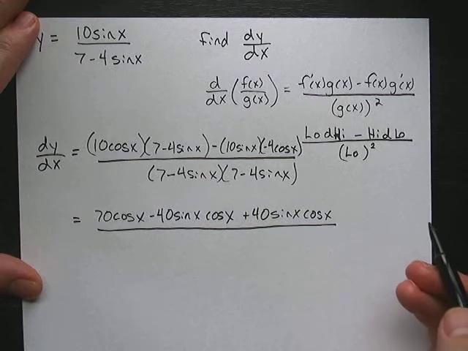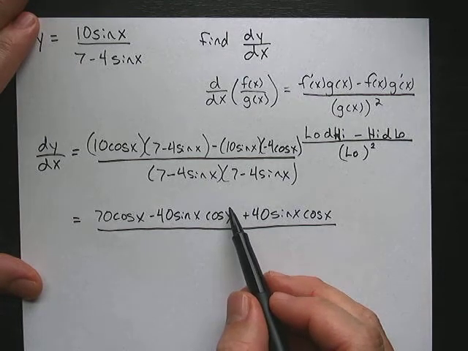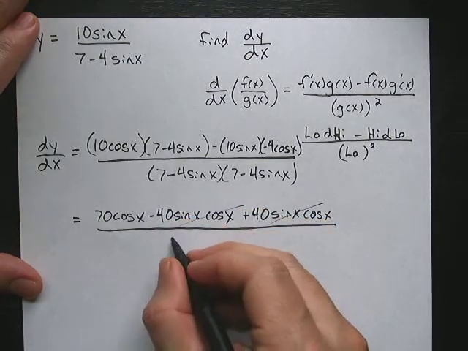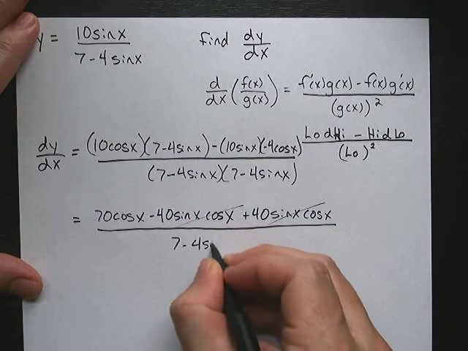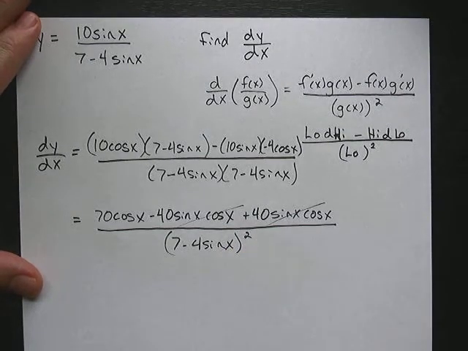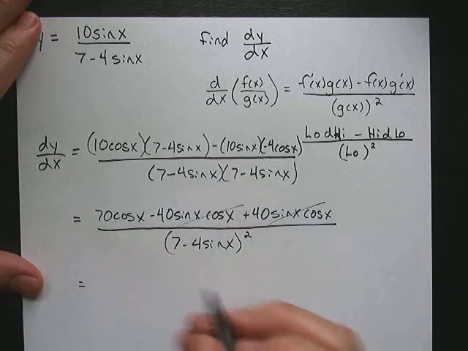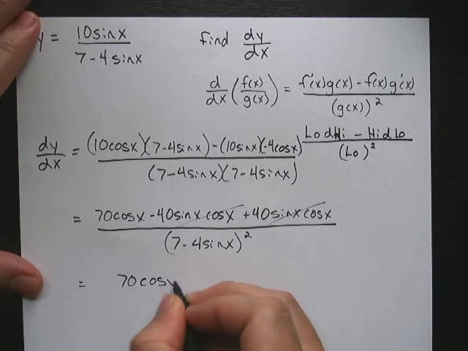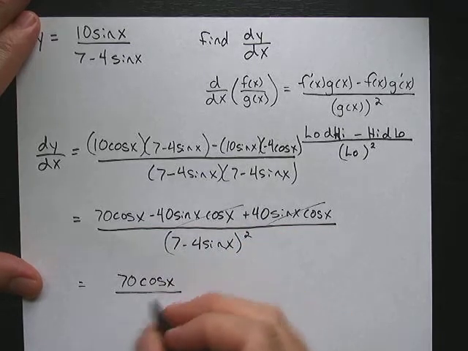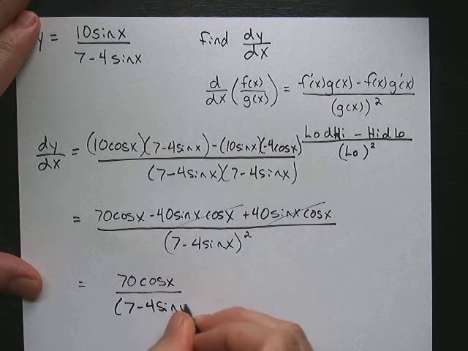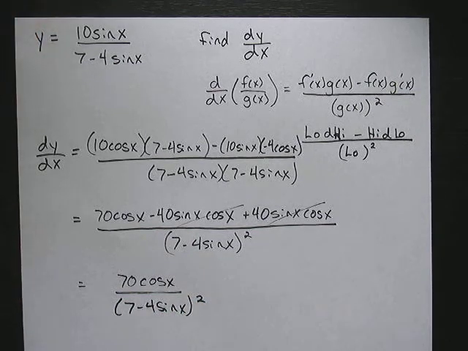And based on what looks like is going to happen, before I write that bottom out, it looks like these are going to cancel out. So I'm going to go ahead and write this 7 minus 4 sine x once and square it instead of writing it out twice, because it doesn't look like anything's going to reduce. So we get 70 cosine x on top, because those two things canceled out, divided by 7 minus 4 sine x squared. And that's it.